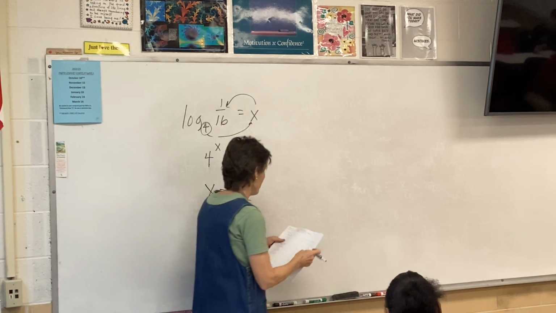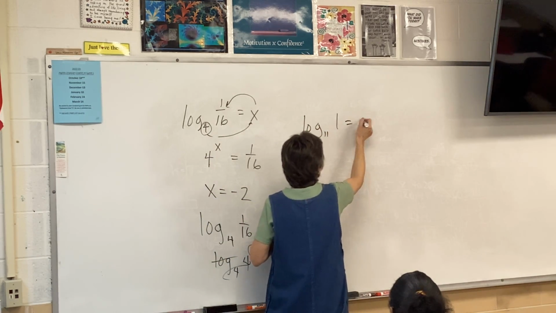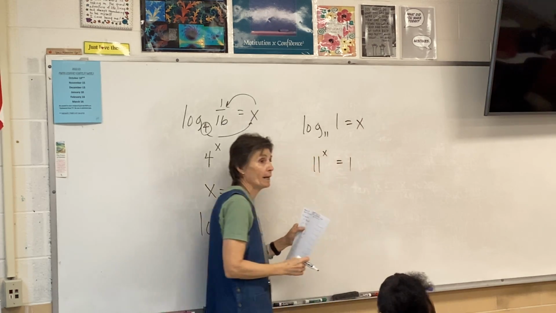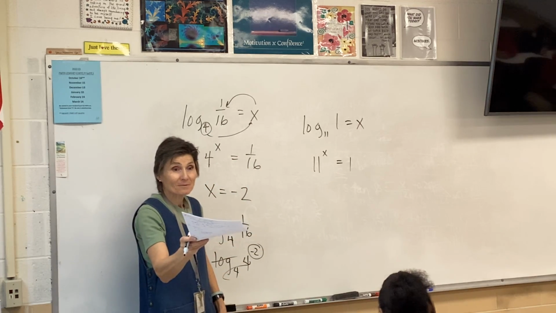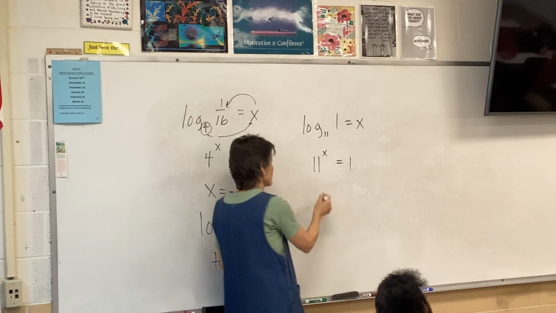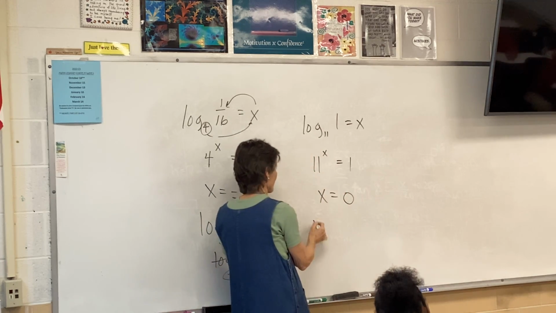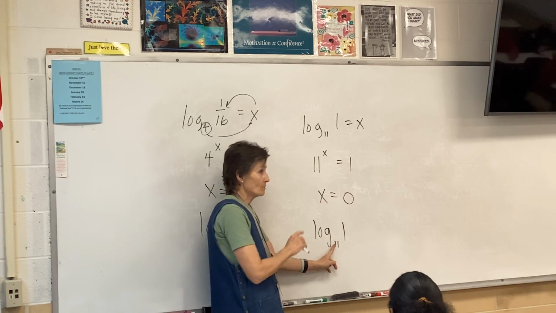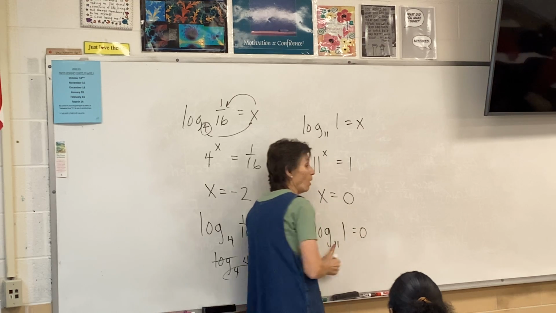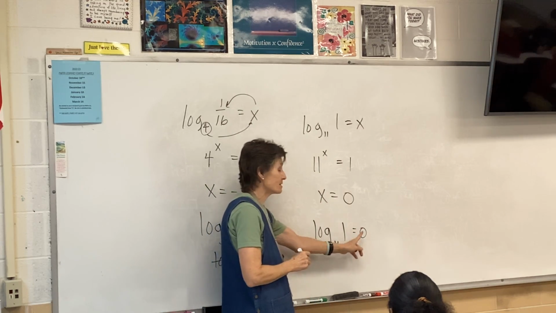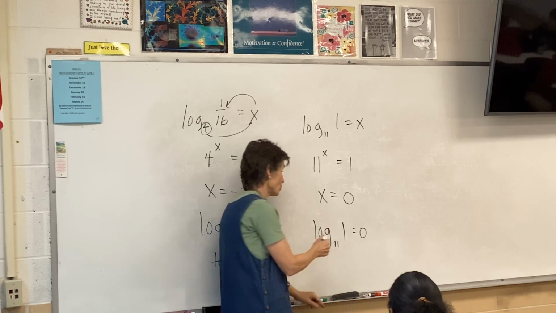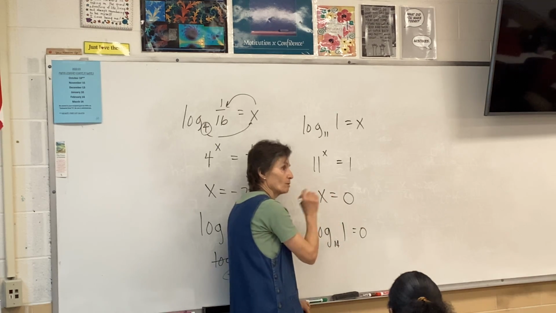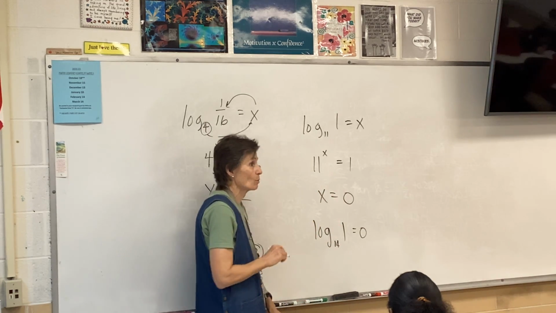All right, B. 11 to what power gives you 1? What? 0. 11 to the 0. So the answer to this problem is 0. Remember, the log of 1, no matter what the base is, the log of 1 is always 0. 11 to the 0 is 1. It's always 0. So if this were 12, it would still be 0. If it were root 17, it would still be 0. The log of 1 is always going to be 0.